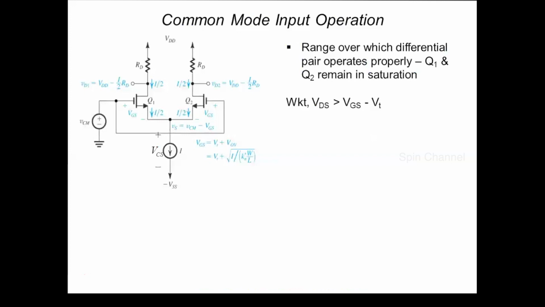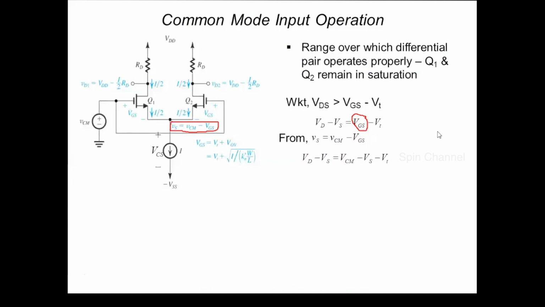Now this expression VDS can be written as VD minus VS is equal to VGS minus VT. We already know that the source voltage VS is equal to VCM minus VGS. So from this expression, what is VGS? VGS is equal to VCM minus VS. So if we replace VGS in this expression by this expression, then we'll end up with VD minus VS is equal to VCM minus VS minus VT.